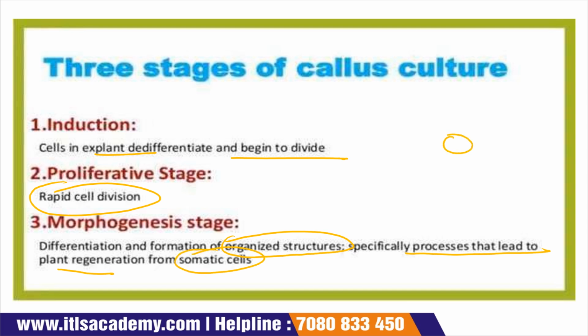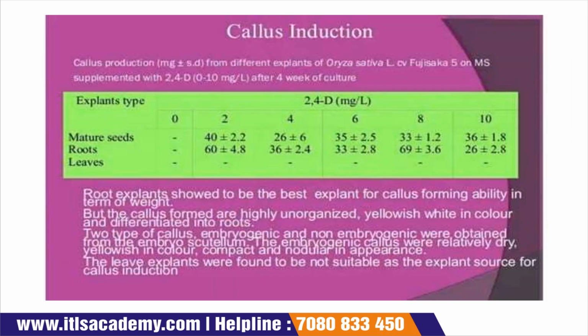Okay, suppose that this is your somatic cell. Now this somatic cell gives rise to plant regeneration. Okay, now the next is callus induction. The first process, callus production from different explants of Oryza sativa cultivar Fujisaka 5, and the medium which is used is MS supplemented with 2,4-D. The concentration of 2,4-D is 0 to 10 milligram per liter after 4 weeks of culture.